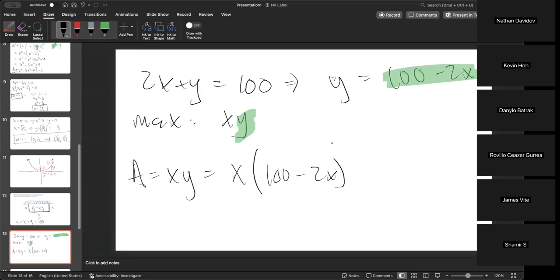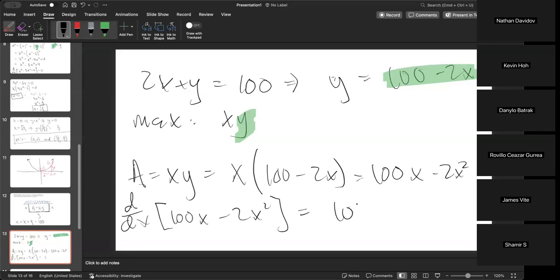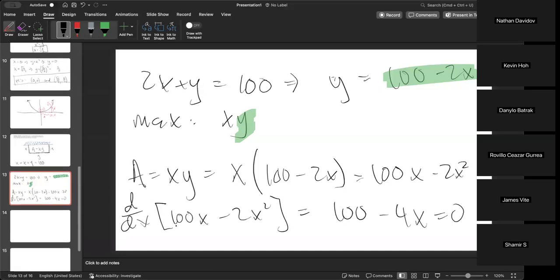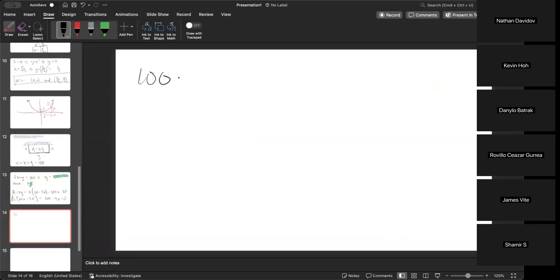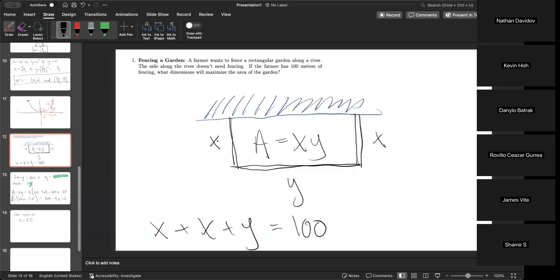Good. So distributing, we get 100x minus 2x squared. We're going to take the derivative of this guy. From here, the problem basically does itself, right? Okay, so 100 minus 4x equals 0. I can instantly tell that this is just 25. Okay, so if x is equal to 25, let's go back to our picture.